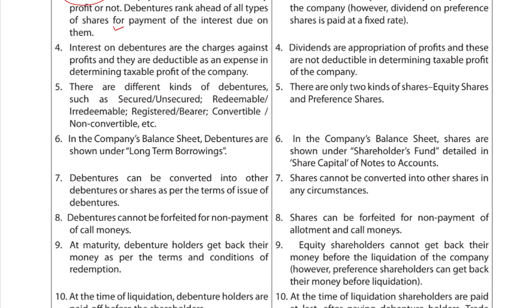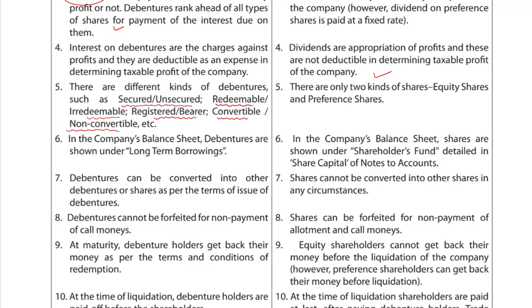Debenture interest is a charge against profits and is deductible as an expense in determining the taxable profits of the company. Dividends are a portion of profit, an appropriation of profit, and are not deductible in determining the taxable profits of the company. There are different kinds of debenture such as secured debenture, unsecured debenture, redeemable debenture, irredeemable debenture, registered debenture, bearer debenture, convertible debenture, non-convertible debenture.